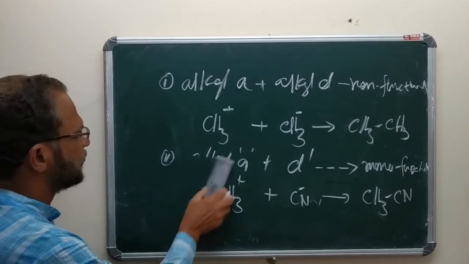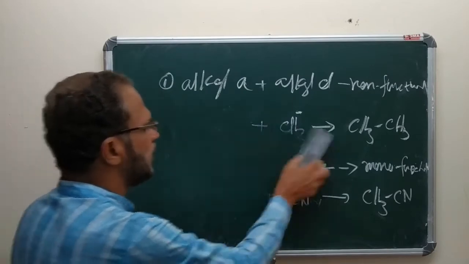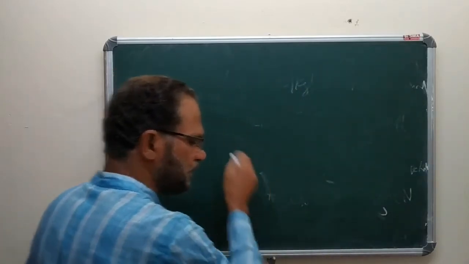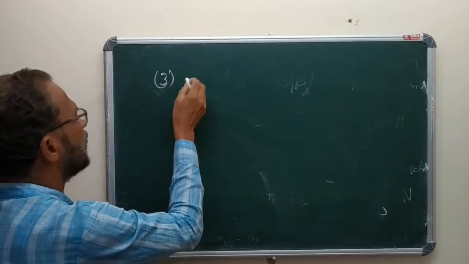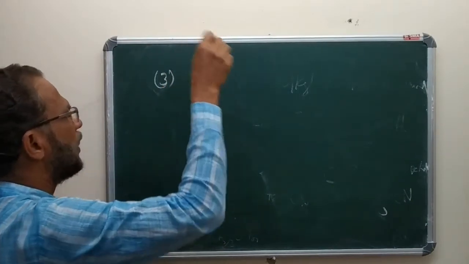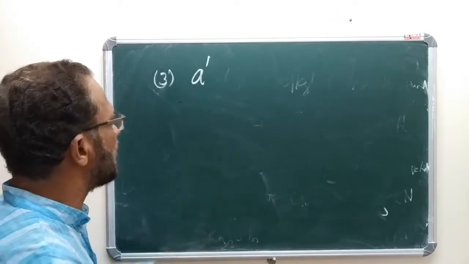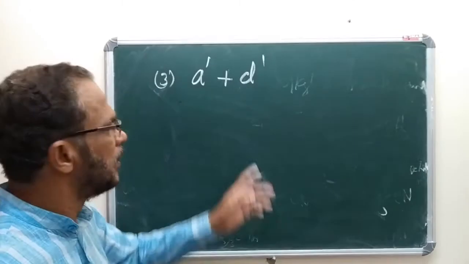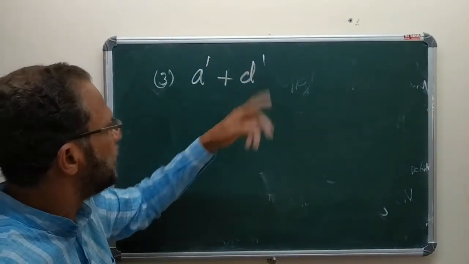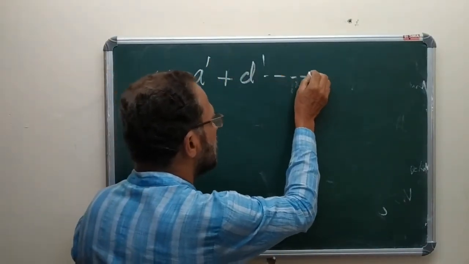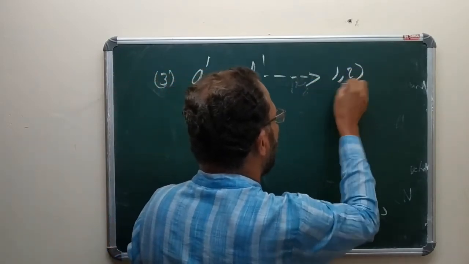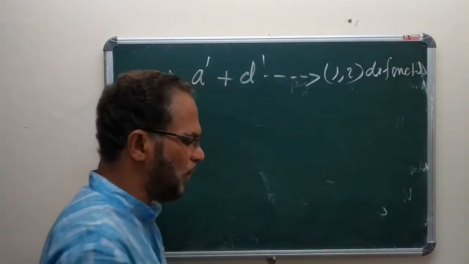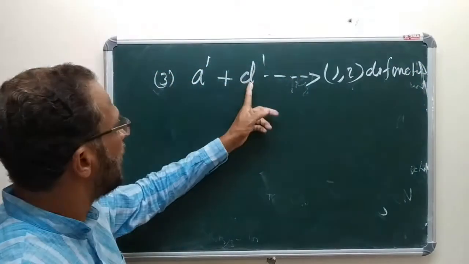Then the third one is an alkyl A1 acceptor combined with the D1 donor. Then the product is always 1,2 difunctional. A1 combined with the D1.